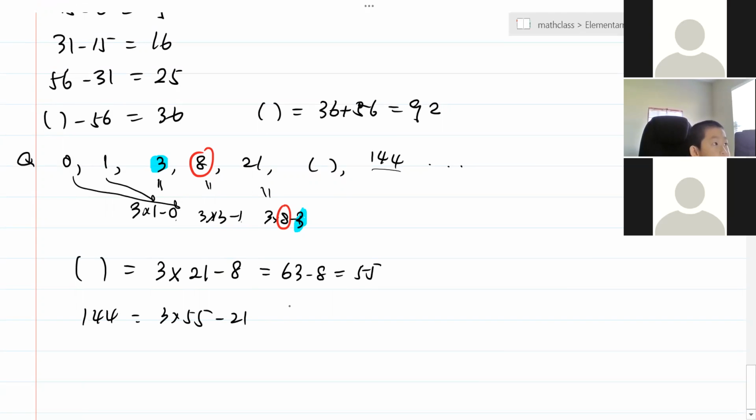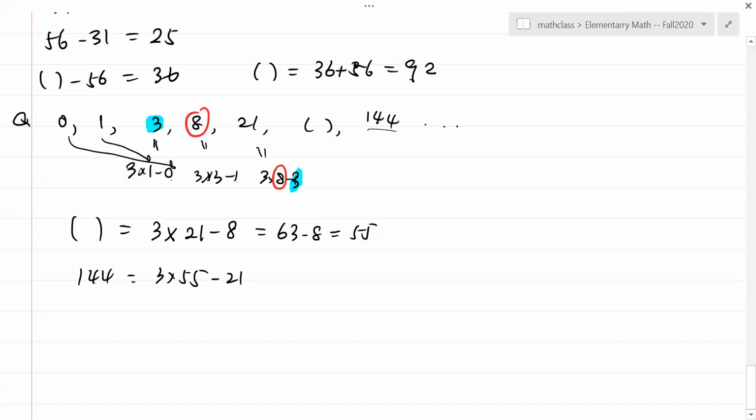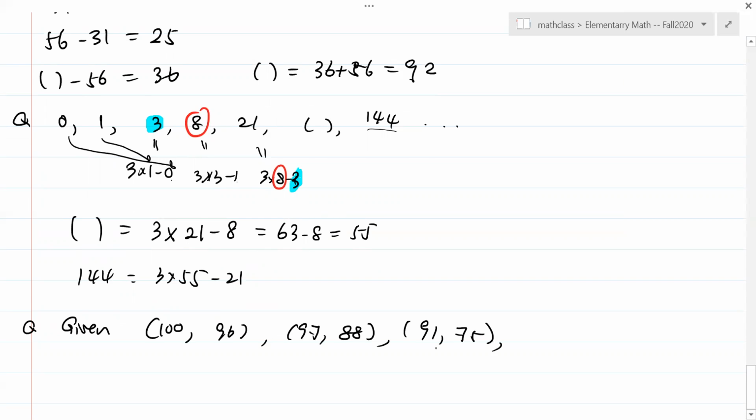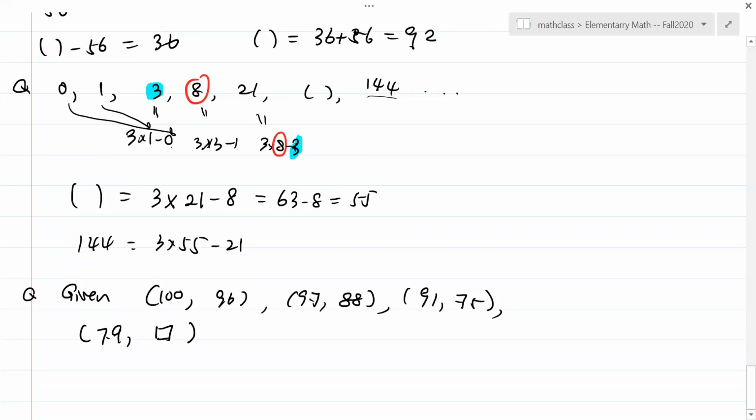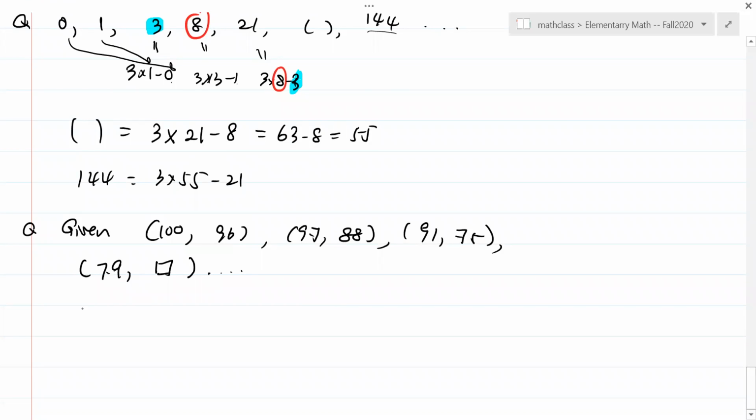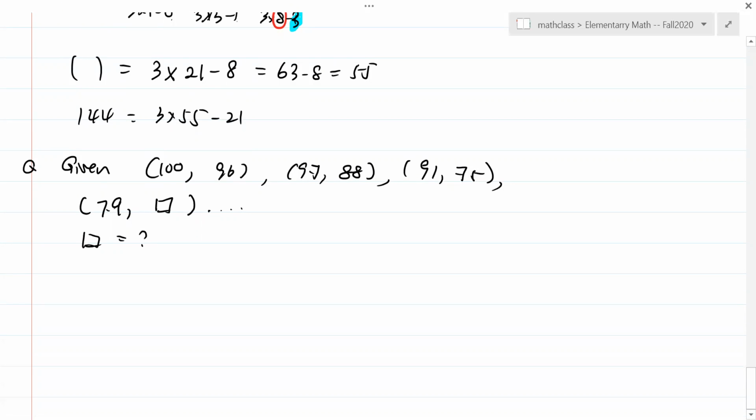So this is a complicated problem. I just wanted to say how complicated it can sometimes be. You're like a debugger, getting secret data and trying to figure out how to get to the next one. So let's look at a new type of problem. Now this is a set of problems: 97, 88, 91, 75, 79, and this missing number. What is the number in the parentheses?